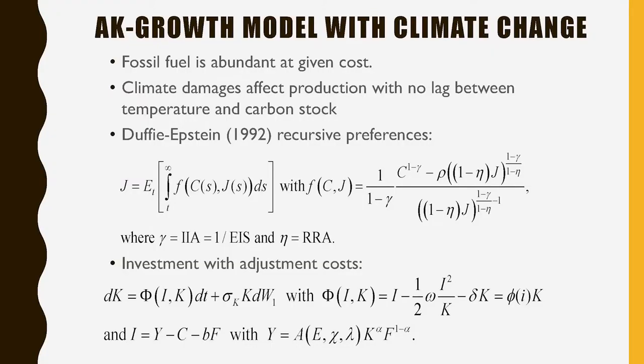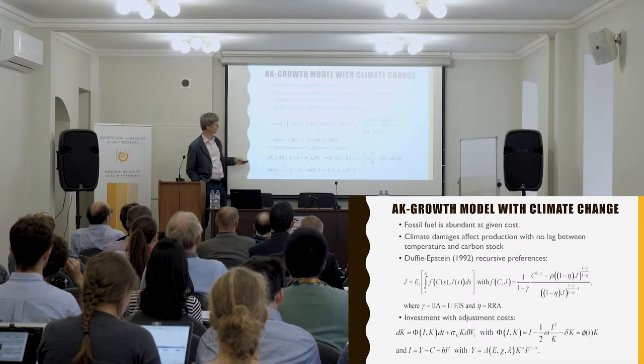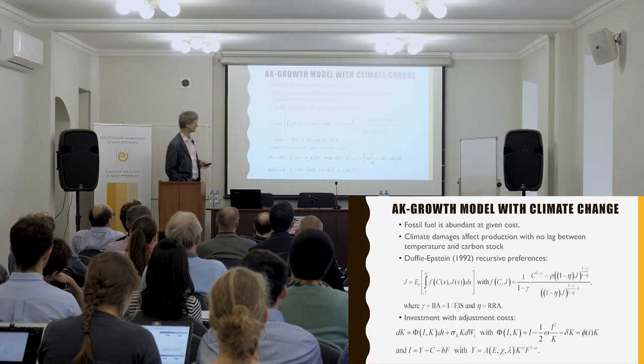So here we are. I will not do the math, just to look quickly. This is recursive utility. You can't really write down an explicit function of utility, but the value function is a function of consumption and the value function. This specification comes from Duffie-Epstein, like Kreps-Porteus preferences. Gamma is the inverse of the elasticity of intertemporal substitution, we call it intergenerational inequality aversion, and eta is relative risk aversion.